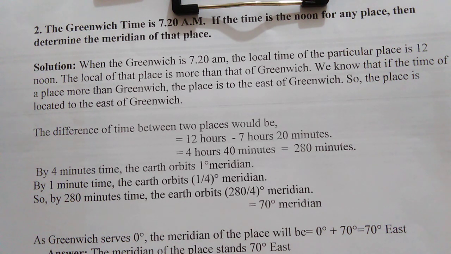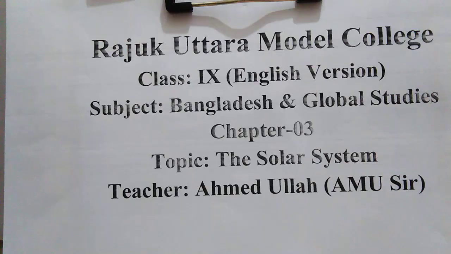Dear students, you know the earth moves 1 degree meridian by 4 minutes. So, we can solve the problem in the following way. By 4 minutes time, the earth orbits 1 degree meridian. By 1 minute time, the earth orbits 1 by 4 degree meridian. So, by 280 minutes time, the earth orbits 280 divided by 4 degree equal to 70 degree meridian. As the meridian of Greenwich is 0 degree, the meridian of that place will be 0 degree plus 70 degree equal to 70 degree east.